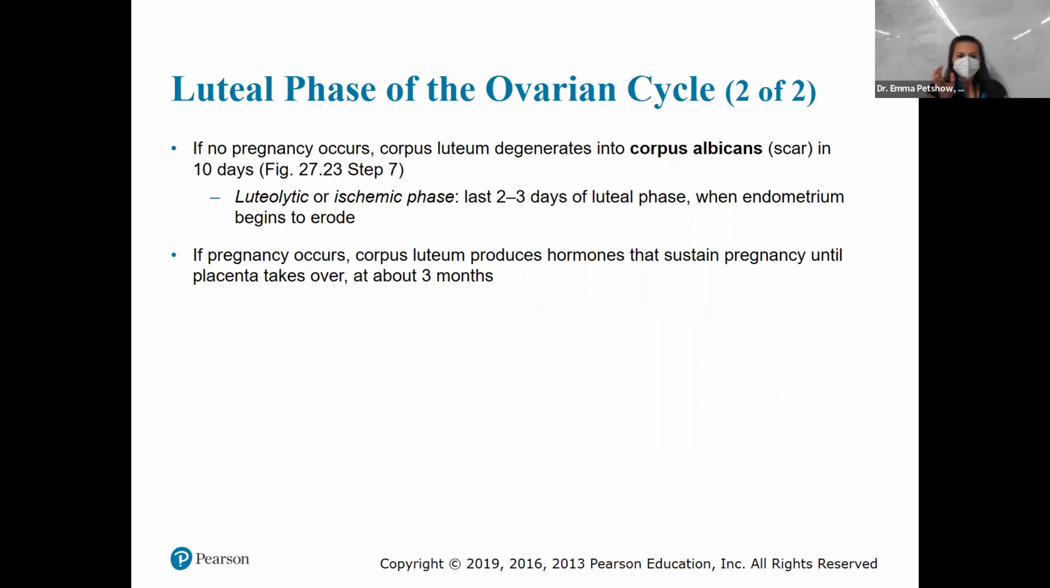And then you have this luteolytic or ischemic phase that lasts 2 to 3 days of your luteal phase where your endometrium begins to erode. And that's what starts your menses or a component of your menses. But if pregnancy occurs, the corpus luteum produces those hormones to sustain pregnancy. That's why it typically secretes more progesterone than estrogen. That's how you can measure progesterone levels throughout pregnancy. And then the placenta takes over that hormonal response at about 3 months.